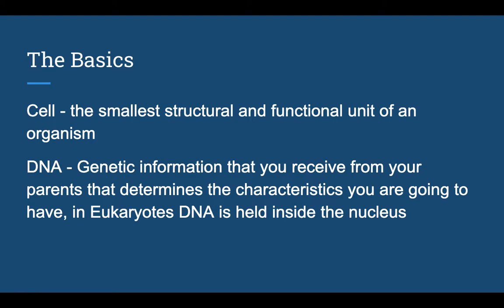Before we begin, let's review some of the basics. We have already learned about the cell, which is the smallest structural and functional unit of an organism. We know that DNA is genetic information that you receive from your parents, and this determines the characteristics you are going to have, such as hair color, eye color, if you can roll your tongue, if you have a widow's peak, all things that we will be learning about in our upcoming genetics unit. Remember, in eukaryotes, DNA is held inside the nucleus, and therefore we are eukaryotic organisms.